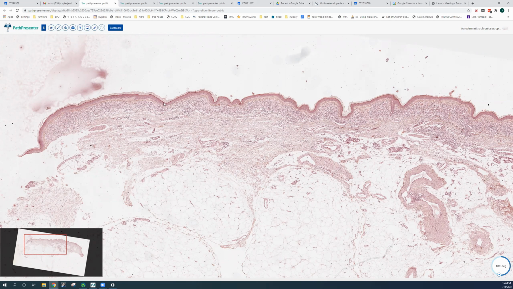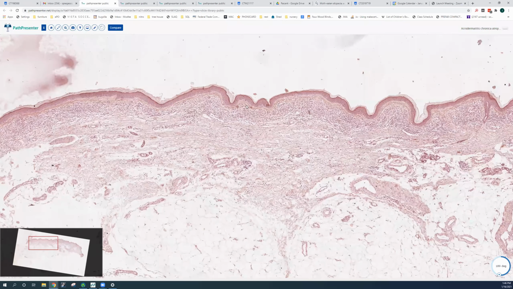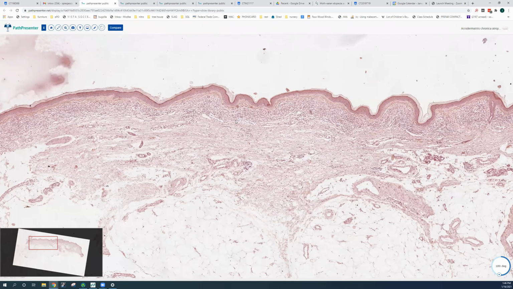You can see that we've got epidermal atrophy, not many rete ridges left here. And the other thing is we have a band-like infiltrate of lymphocytes and plasma cells. It's hard to tell, but I think some of these are plasma cells with eccentric nuclei. Many of them are plasma cells, actually.